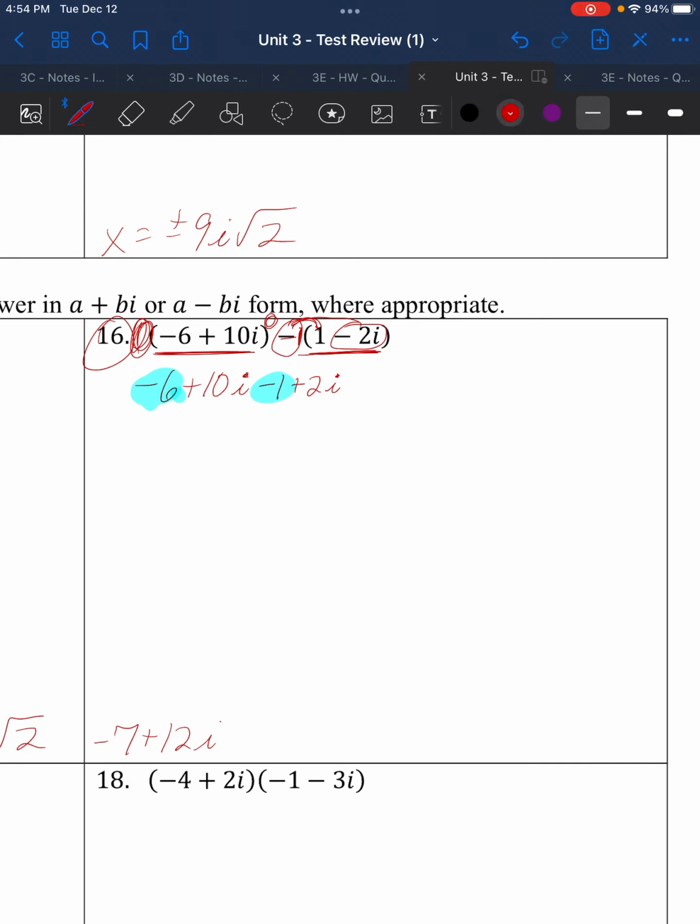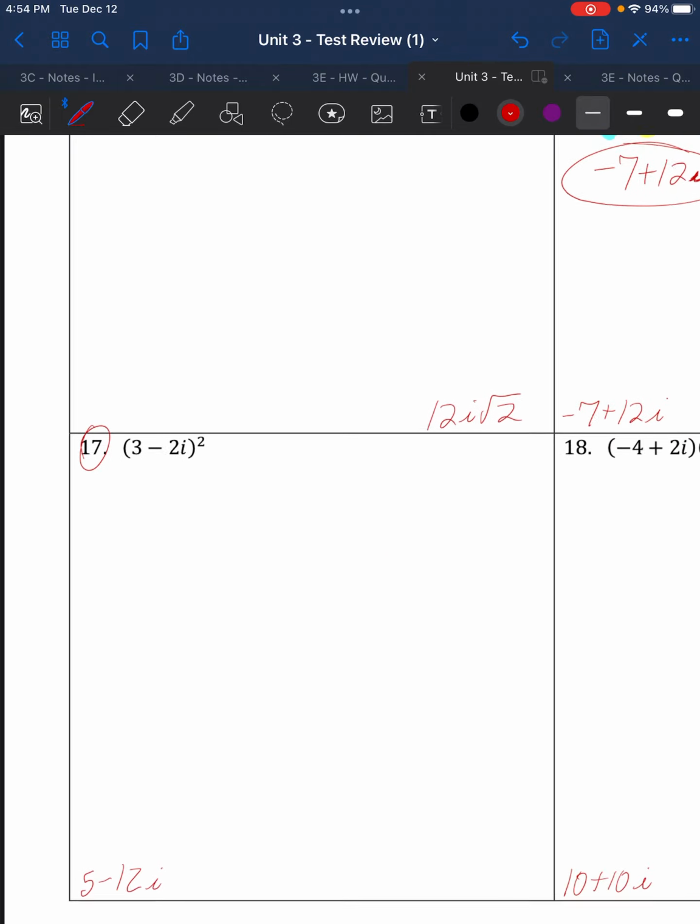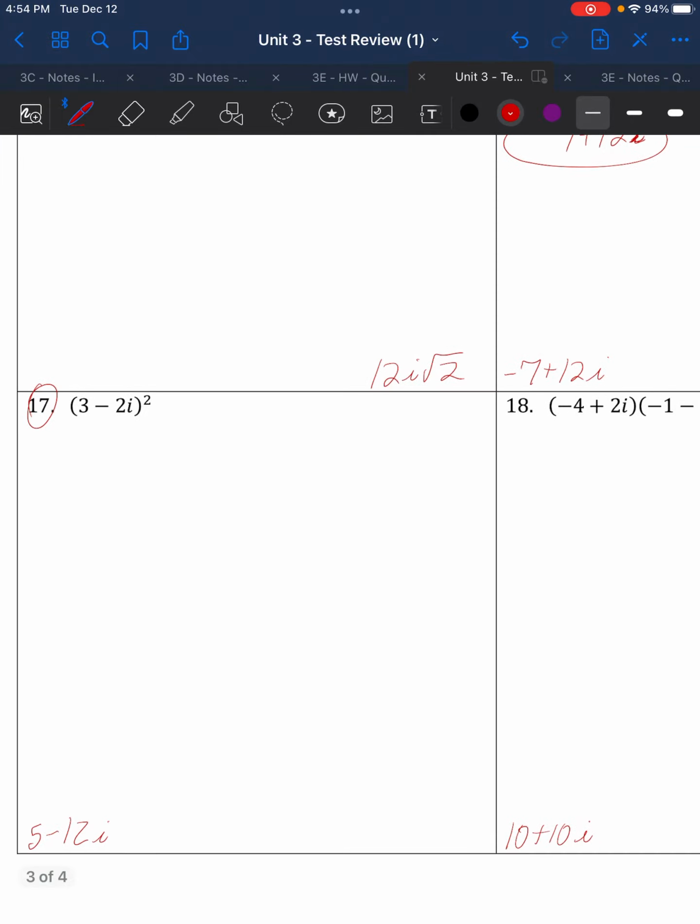Now let's get our like terms together. I have negative 6 plus negative 1 is negative 7. I have 10i plus 2i is 12i. And there you go. That's it.